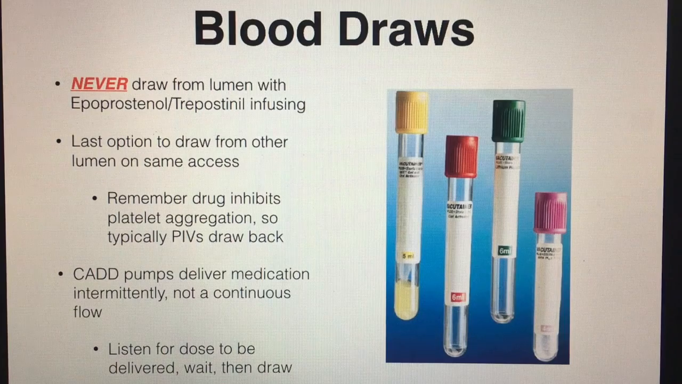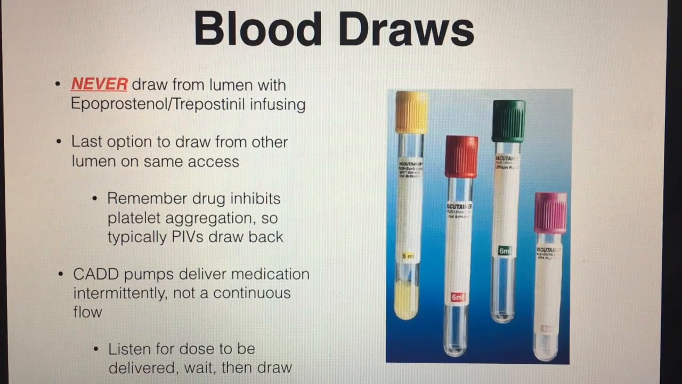Blood draws. So I put this slide in because one of the most frequent questions I get asked is regarding blood draws in patients with these medications infusing. So if you can, you are obviously going to stay away from where the medications are infusing by doing a venipuncture, drawing from a peripheral IV. Again, remember, these medications inhibit platelet aggregation, so if they do have peripheral access, they typically will draw back very nicely. But if for some reason or another you're unable to get blood work and they need it, and they have a multi-lumen access in which this medication is infusing, you can use one of the other ports to draw blood from. Again, this is a last resort and you still need to be very careful.